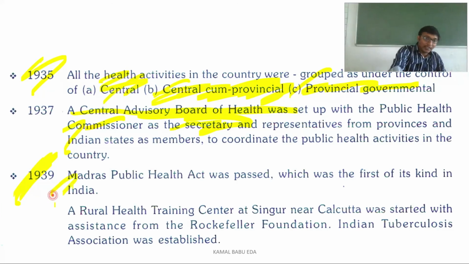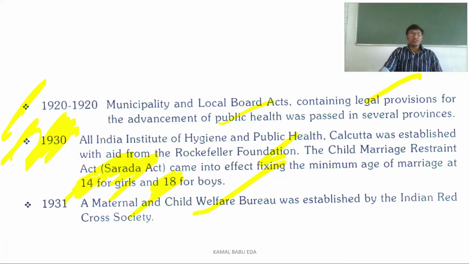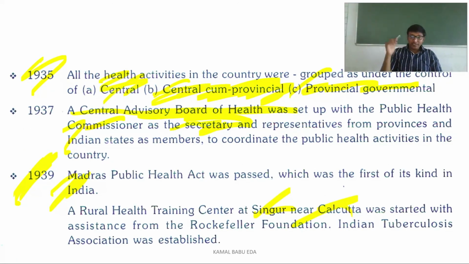So for this type of act, the act was passed for only Madras for a particular reason. This was the first thing. And the Rural Health Training Center was established in Singur, which is situated near Calcutta. This one also started with aid from the Rockefeller Foundation. This Rockefeller Foundation is also responsible for the Indian Institute of Hygiene and Public Health. So this also got aid from the Rockefeller Foundation, and the Rural Health Training Center started near Calcutta at Singur also got assistance from the Rockefeller Foundation. And the Indian Tuberculosis Association was also established in the year 1939.